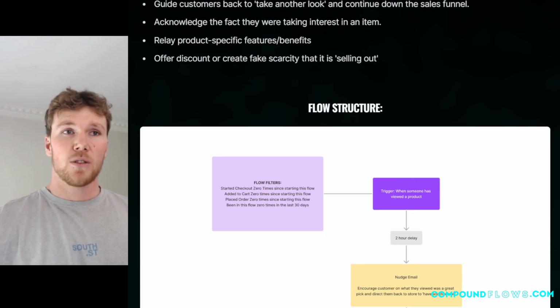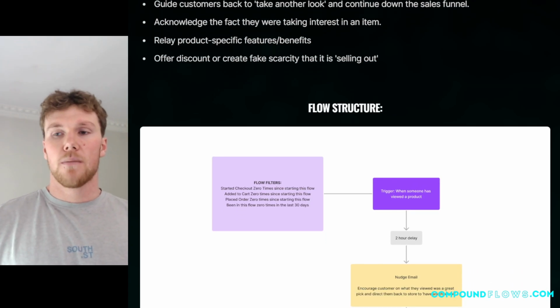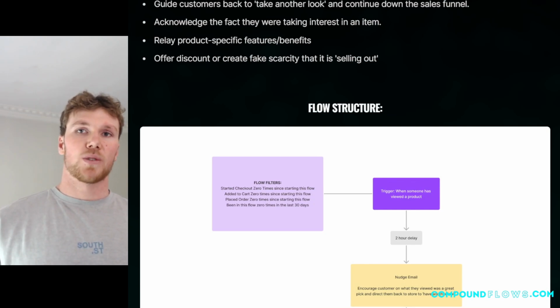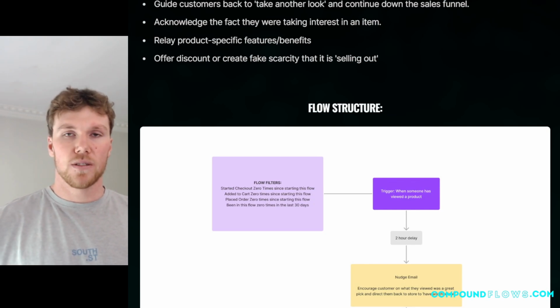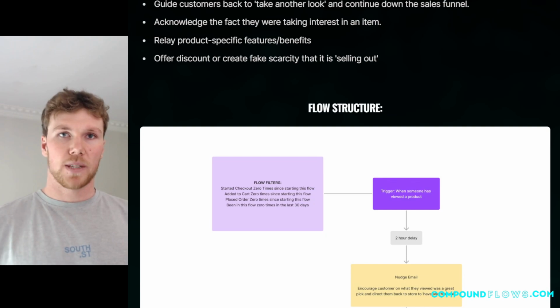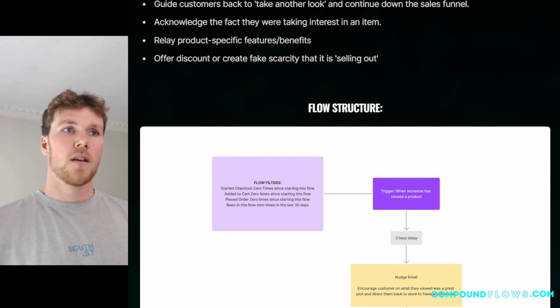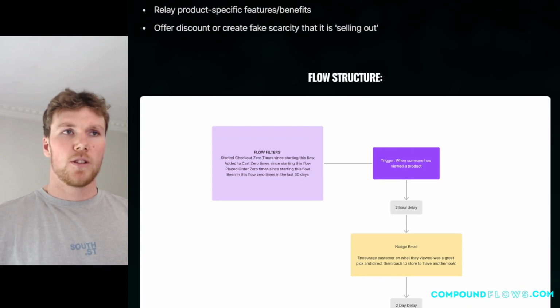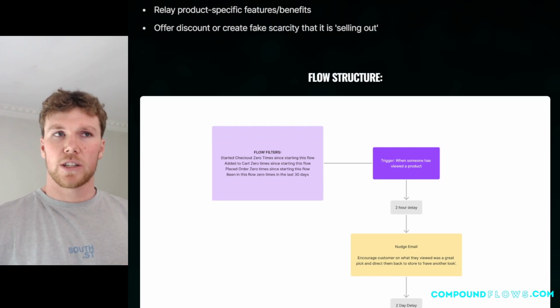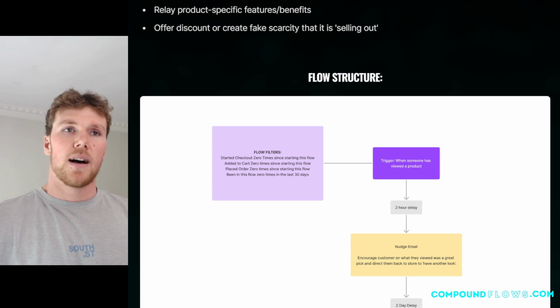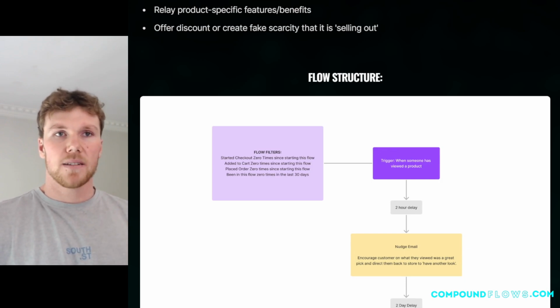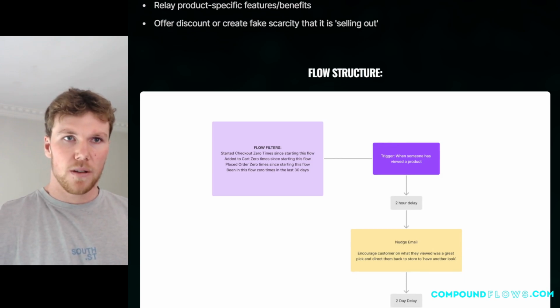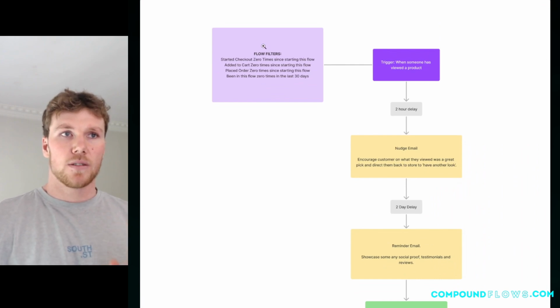Especially if you're a one product store, you want to be relaying some specific points about your product, like the benefits, features, and solutions that help the customer have positive outcomes. Now, you can use a discount here, or you can create some fake scarcity that the product is selling out. I'm going to show you both here. But again, here are the flow filters.